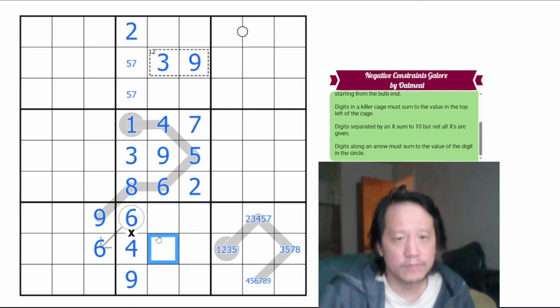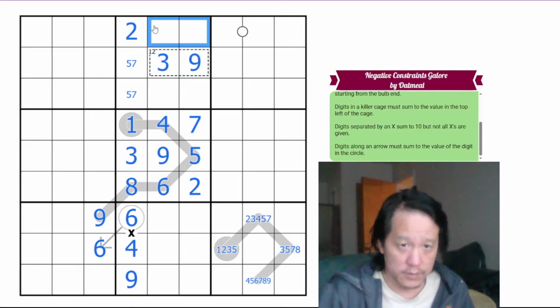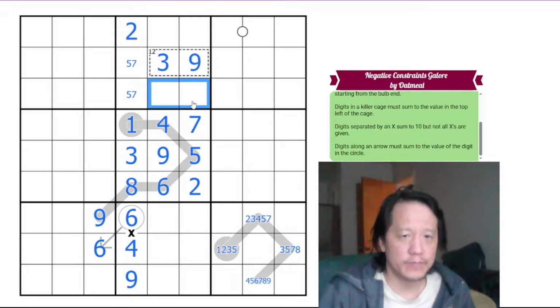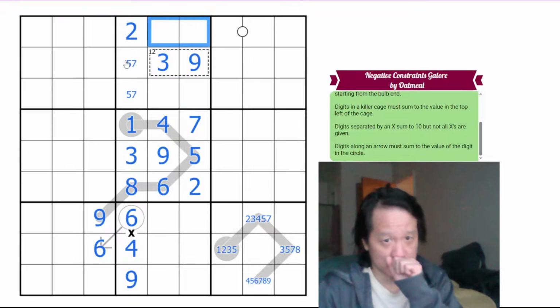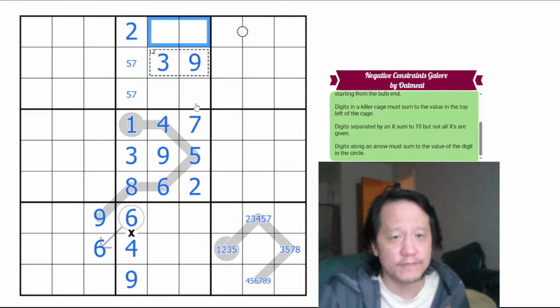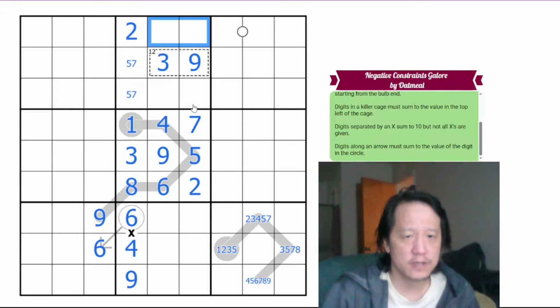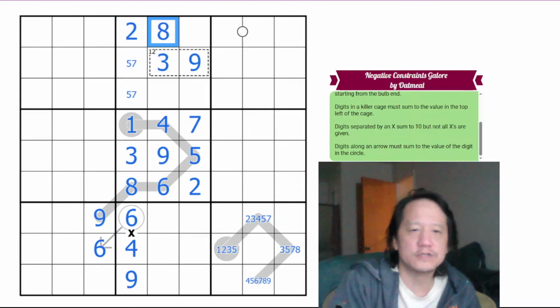Remaining digits in this upper central box. We have 1, 4, 6, and 8. 4 and 6 cannot be here, so it's a 1-8 pair, but 1 can't be here because that's consecutive and in a 1-2 ratio with 2. So this is 8, this is 1.